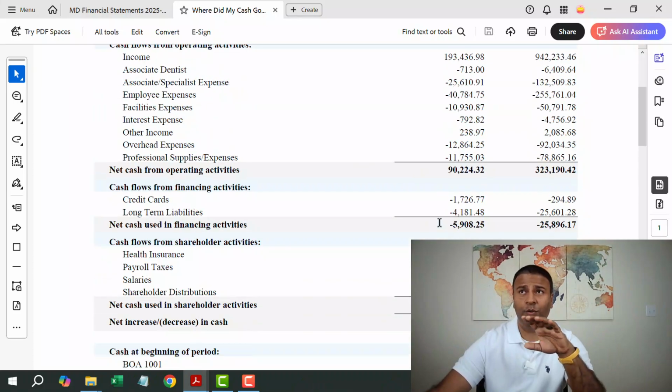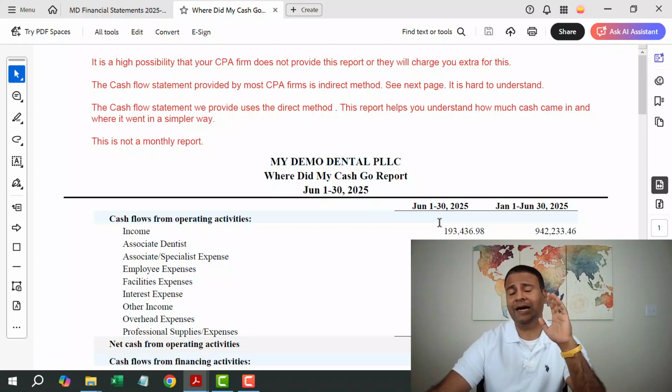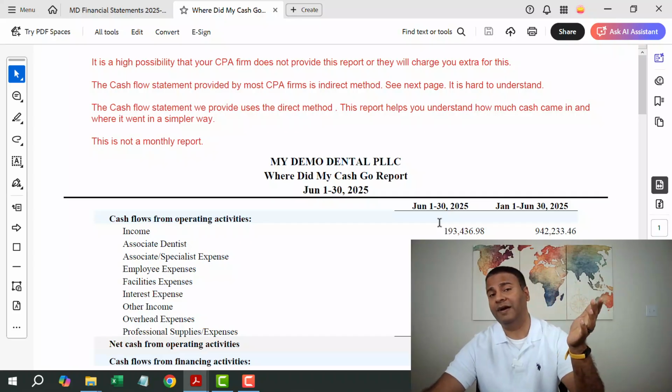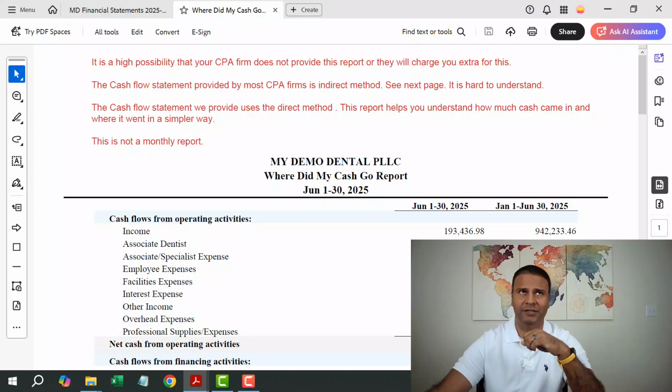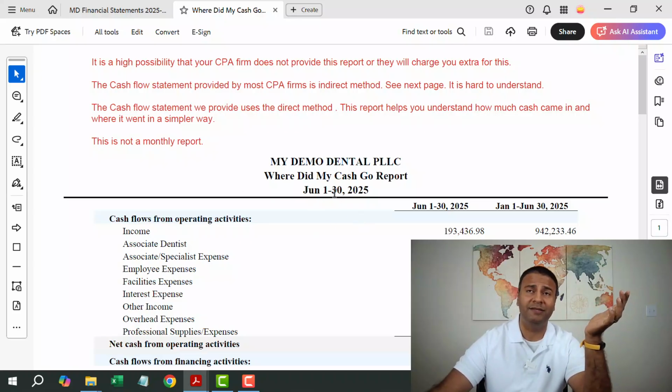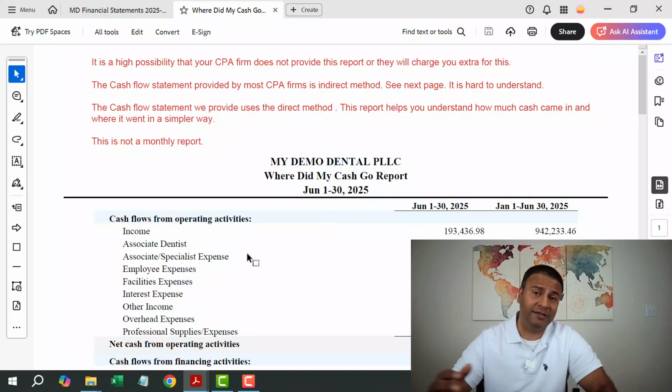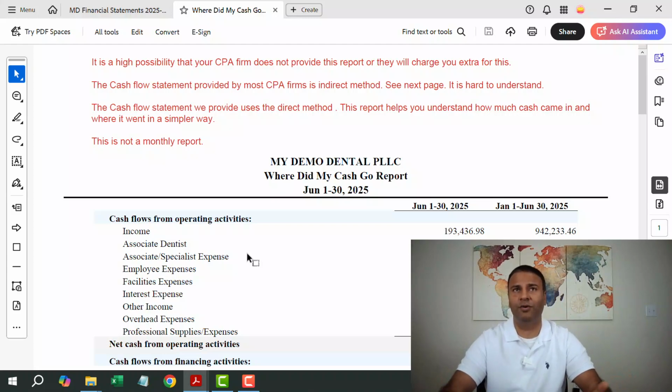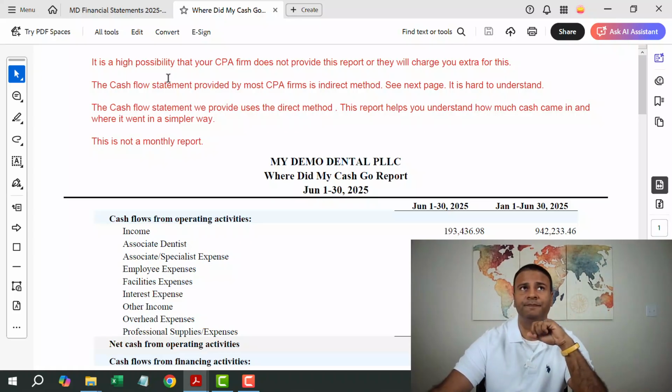Now, I want to point out that it is highly possible that your CPA does not have this report, or if they do have it, they're going to charge you more for it, because it's something they have to do extra. So just FYI, this is not a common report, and it's not available in most other accounting software. We can provide this each month, but right now we don't provide it each month for all of our clients. If you request it and ask us, hey, where did my cash go? We send you this, it's really easy to understand, and we can walk you through it.